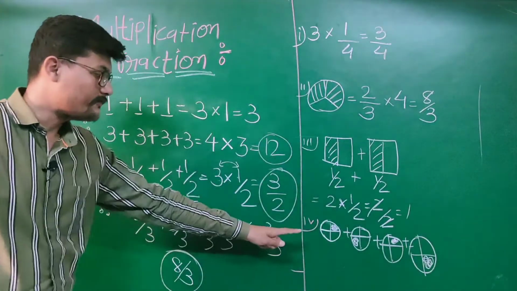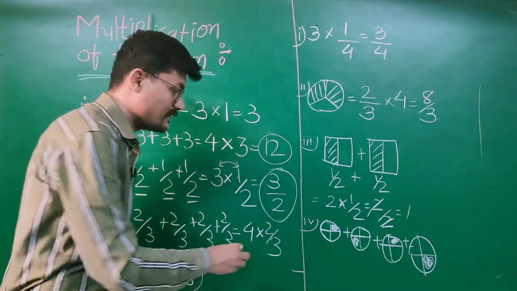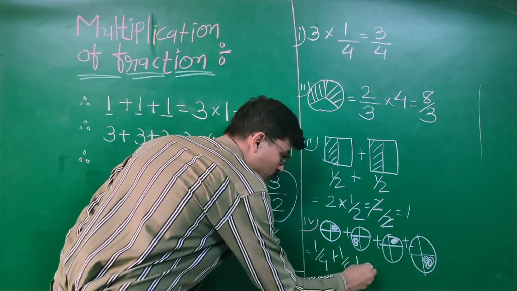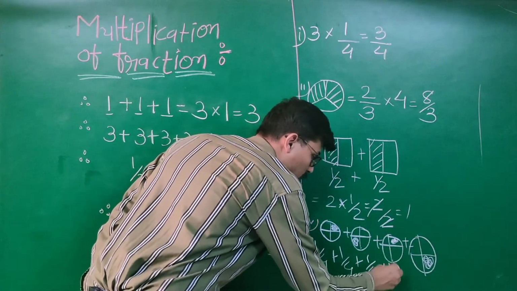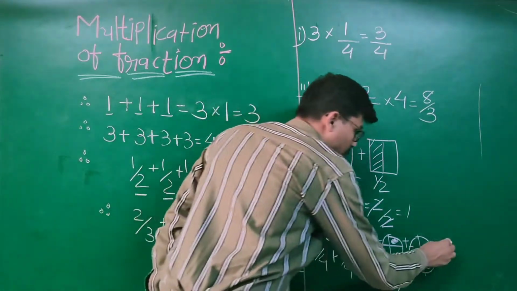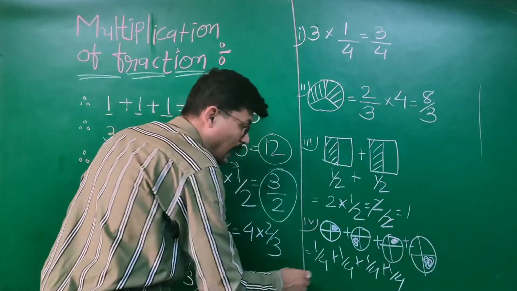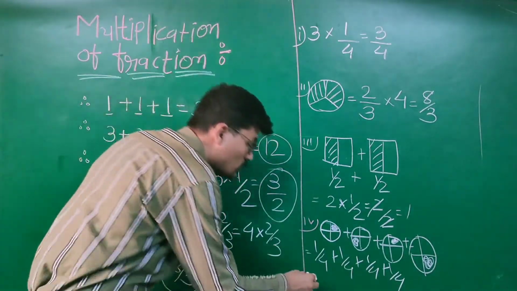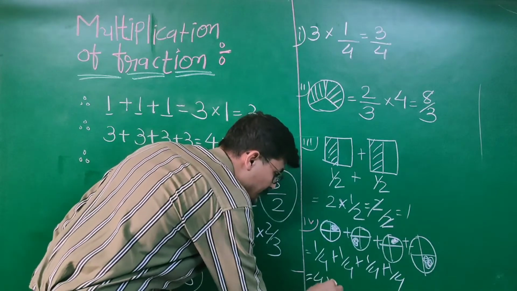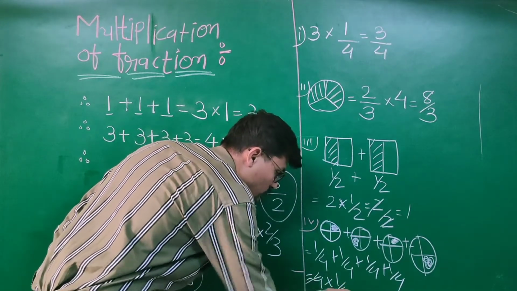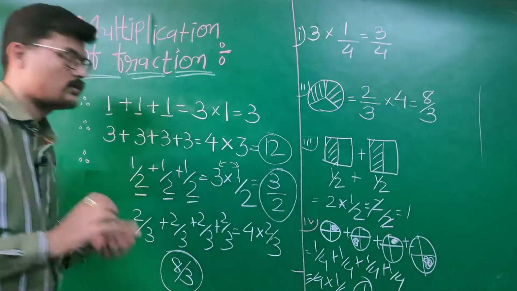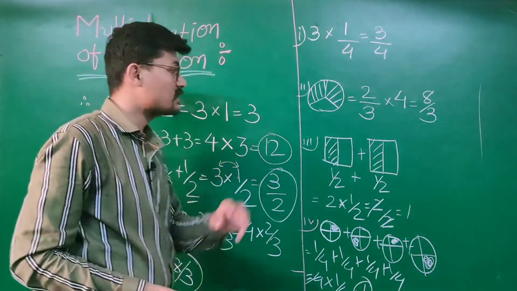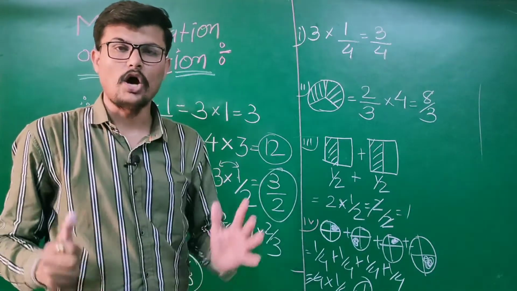So we have 4 figures, and each one has a value of 1 upon 4 plus 1 upon 4 plus 1 upon 4 plus 1 upon 4. Simply, how many times do we add 1 upon 4? 4 times. So I'll put here 4 into which value? 1 upon 4. The 4s cancel. So which answer are we getting here? 1. So this is the concept of multiplication of fractions.